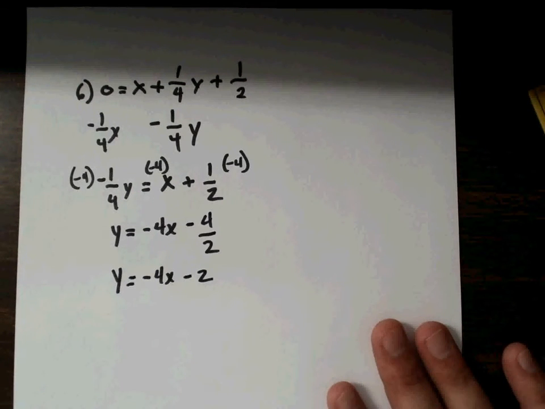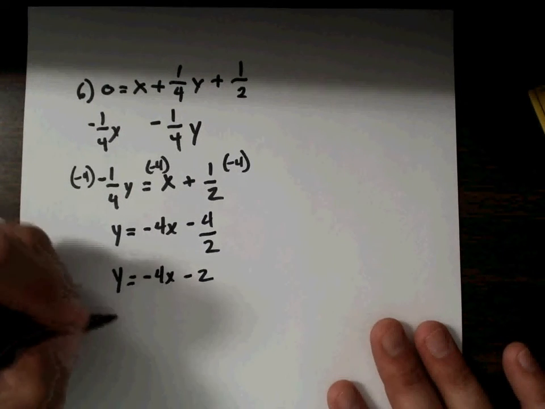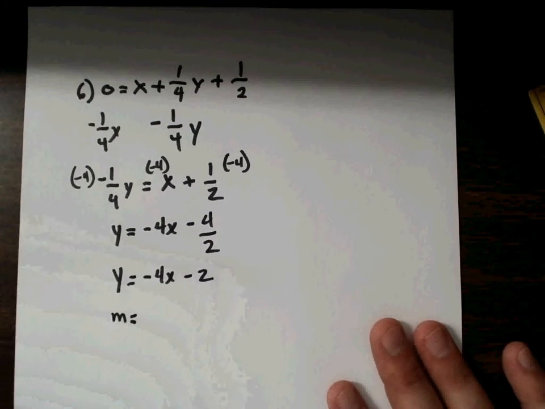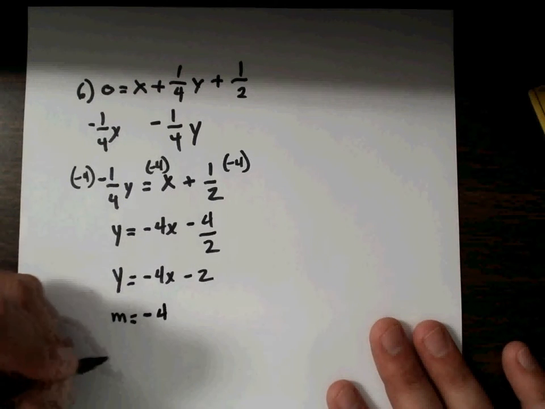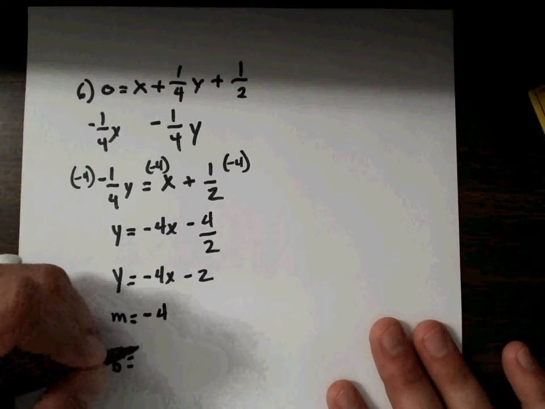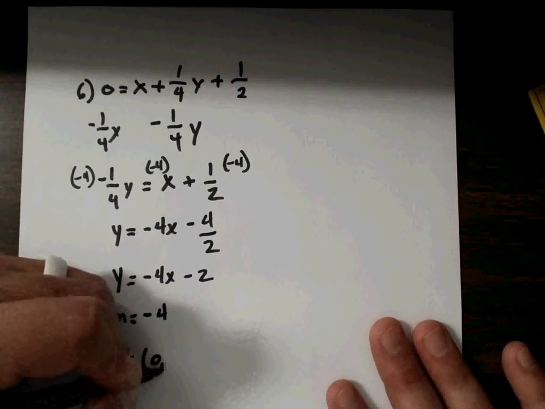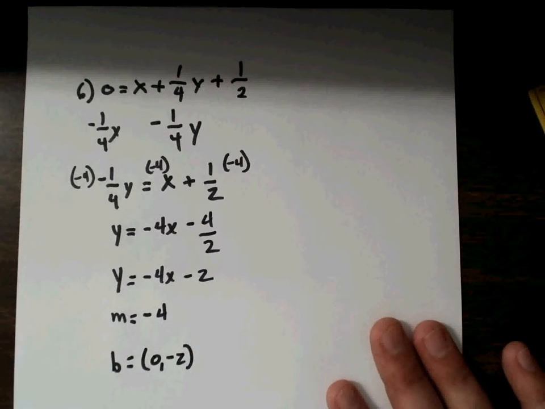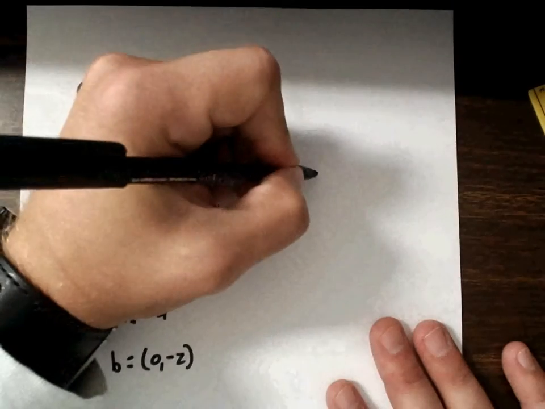Okay, so now let's practice again. What's my slope? Negative 4. And what's my y-intercept? 0, negative 2. Yes. All right? And so from that, we will graph.